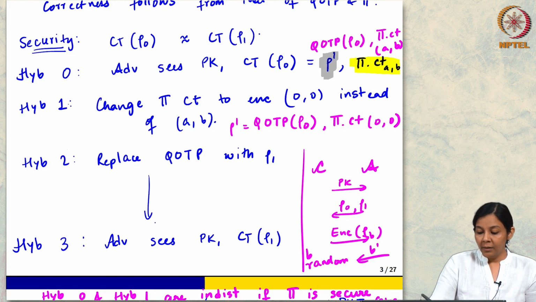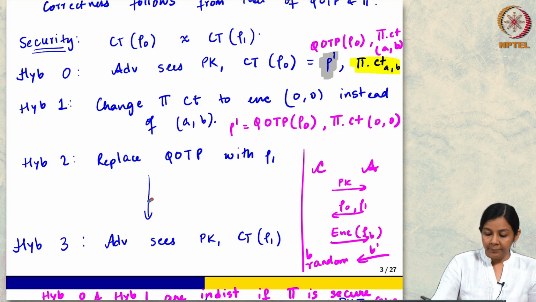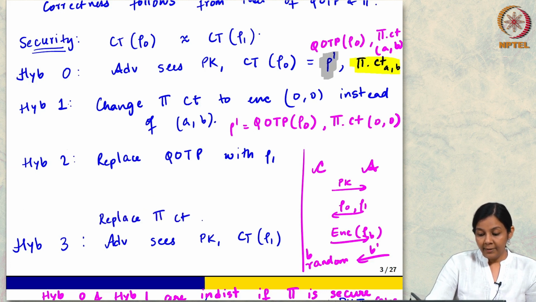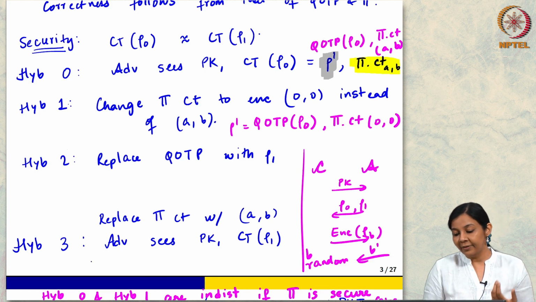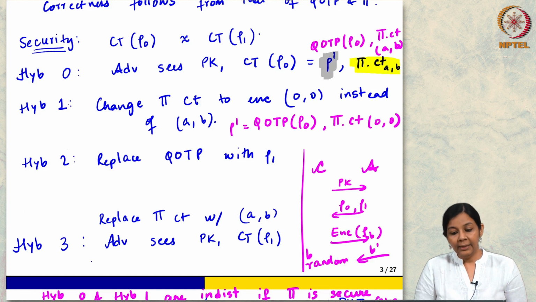Here I can replace pi Ct with AB again, and this is the correct ciphertext for rho 1. Yeah, that is good.